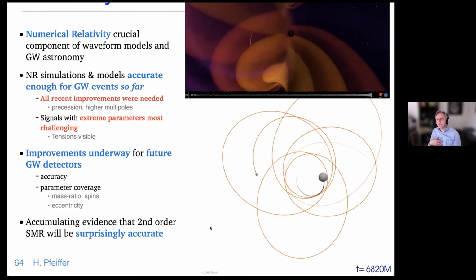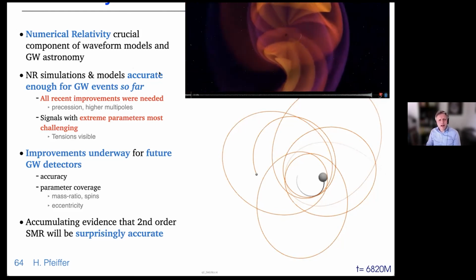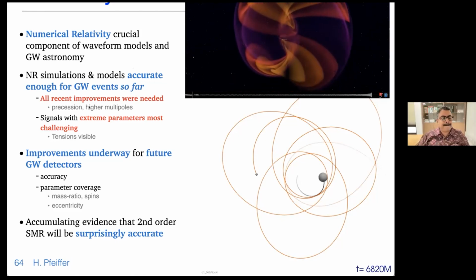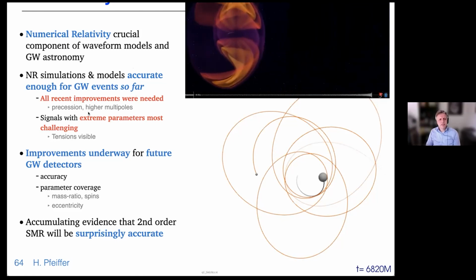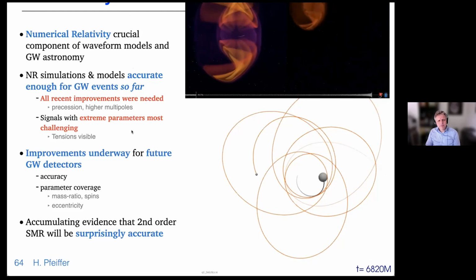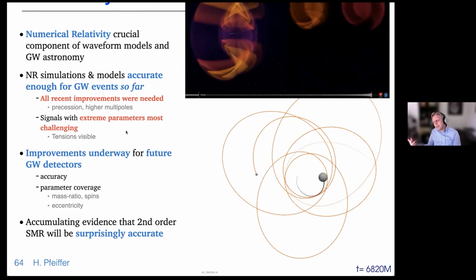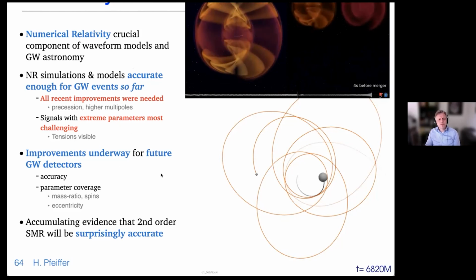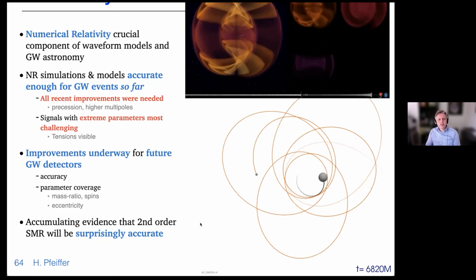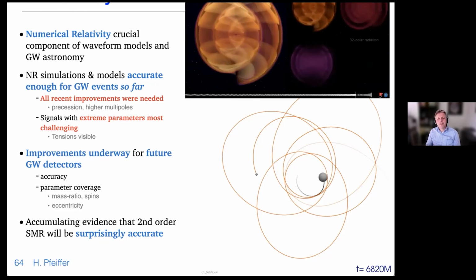Numerical relativity is important for gravitational wave astronomy. The NR simulations in the model so far are accurate enough for the gravitational wave events so far, but all recent improvements are needed, and we're still seeing some tensions for the most extreme simulation systems. There's hard work going on to improve and to keep pace with the improvements for future gravitational wave detectors. And there's ever more accumulating evidence that second order gravitational self-force calculations will be surprisingly accurate, much more accurate than they have any right to deserve them being.